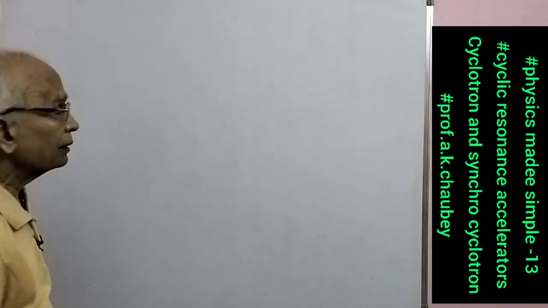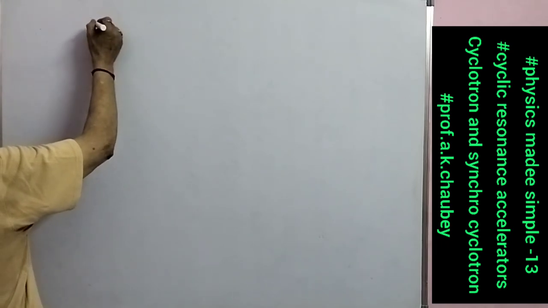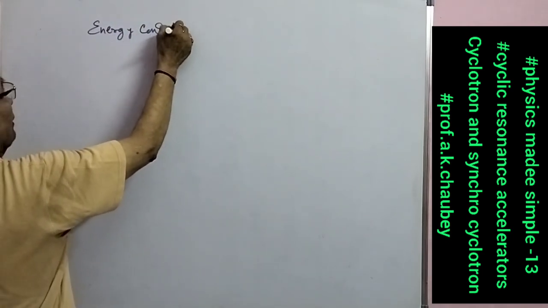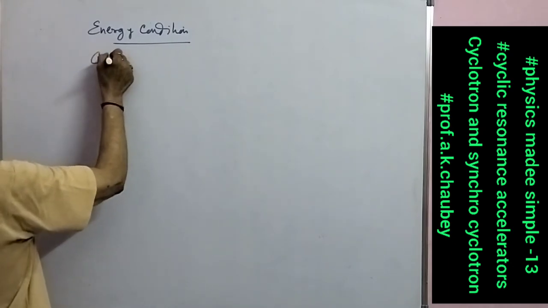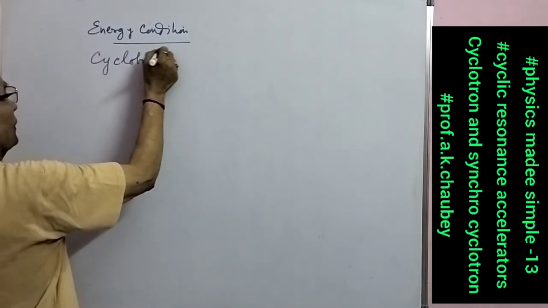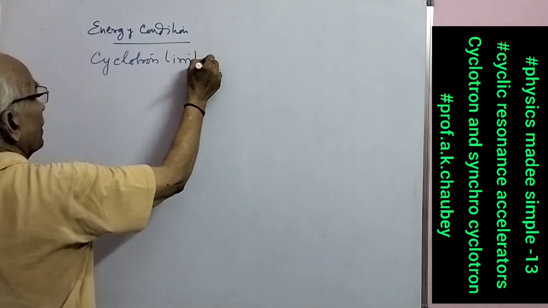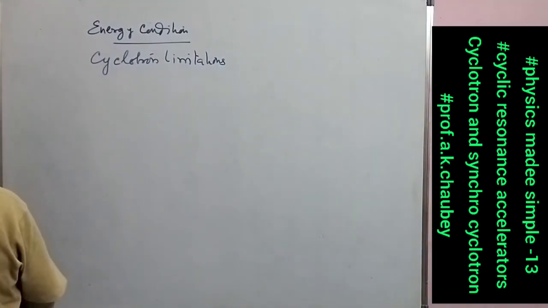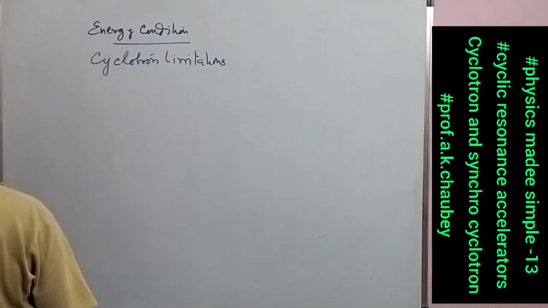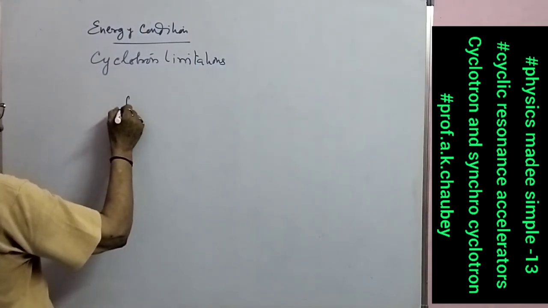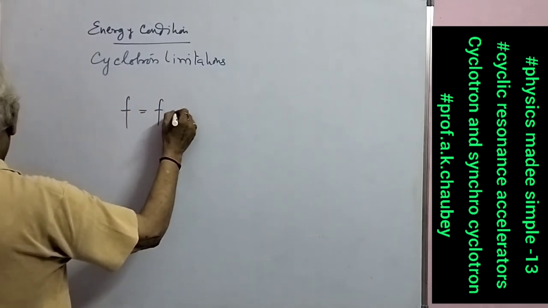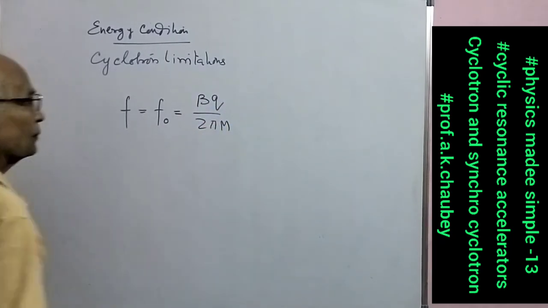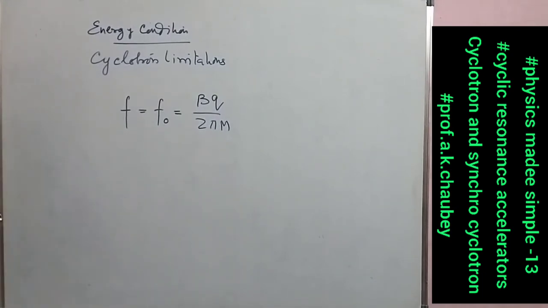Now what is the condition for the cyclotron? How much energy can we get, up to what energy? What are the cyclotron limitations? We have the frequency equation, you remember. The frequency equation was the cyclotron frequency: RF frequency F is equal to F naught, which is equal to BQ over 2 pi m. So this resonance condition is fulfilled.